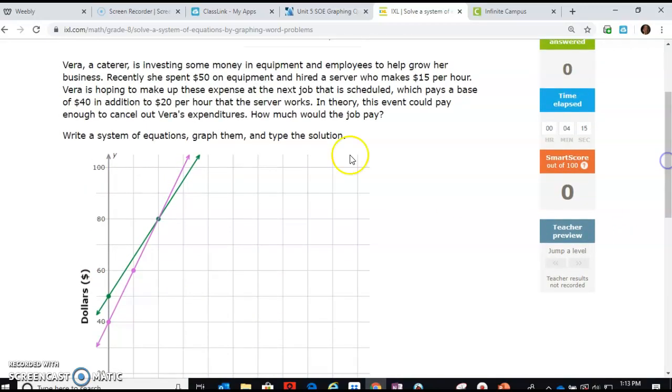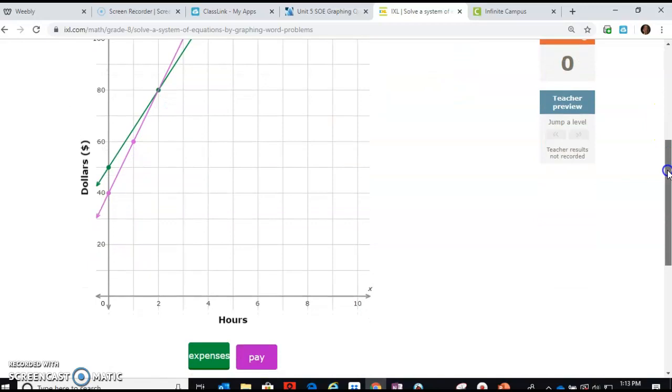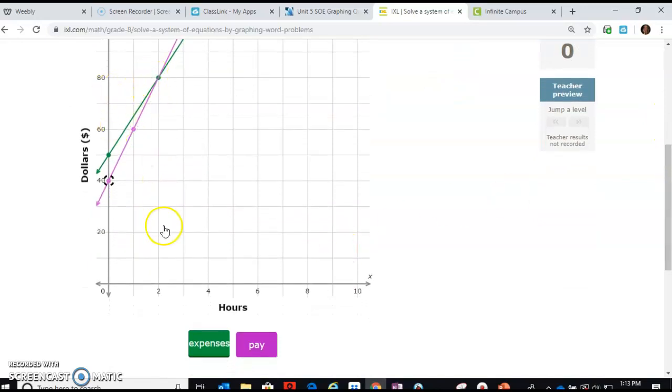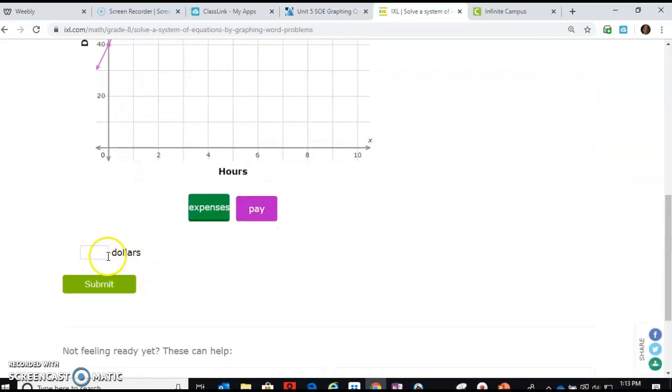Now go back up to the question, how much would the job need to pay? So basically to cancel out, it needs to break even. It's basically the solution. So it's not 2, we're looking at dollars, so it's $80.